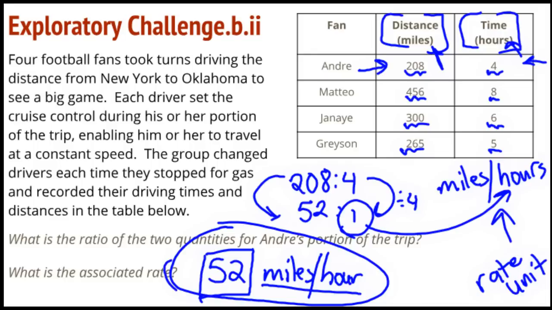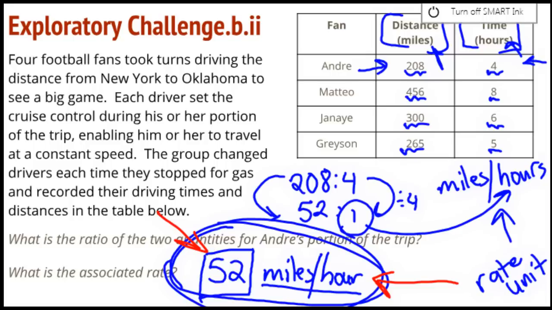So altogether, rate. The 52 is the unit rate. The miles per hour is the rate unit. 3 different parts to these. Well, 3 different parts isn't quite the right way to say it. 3 different vocabulary words to know.